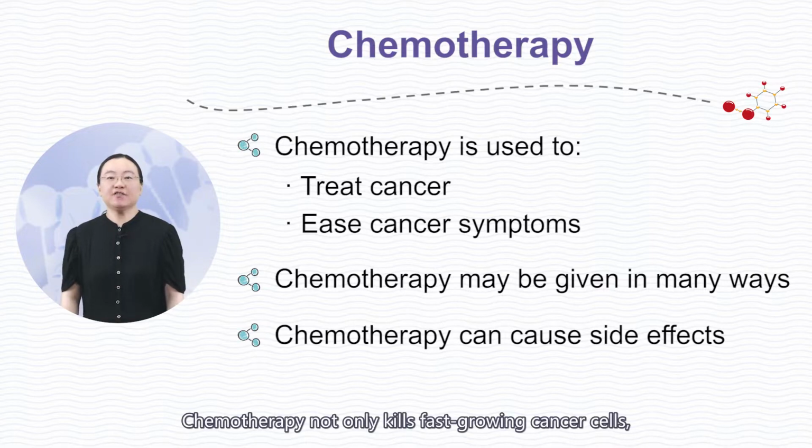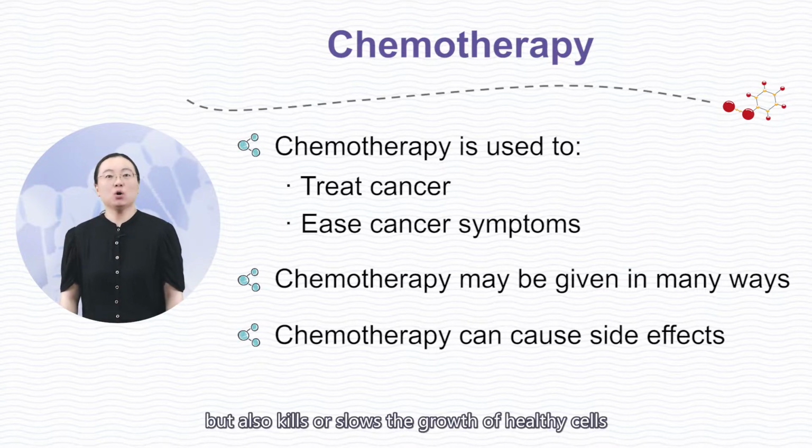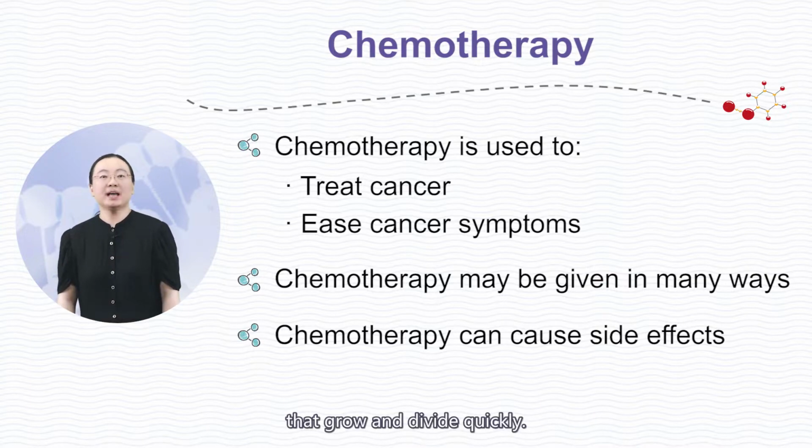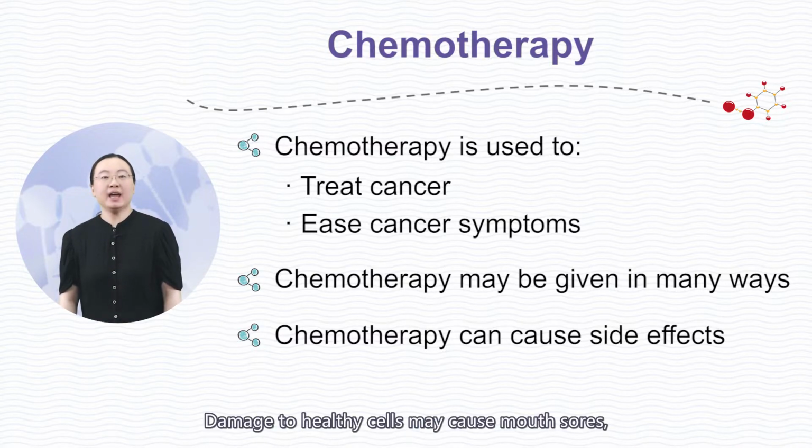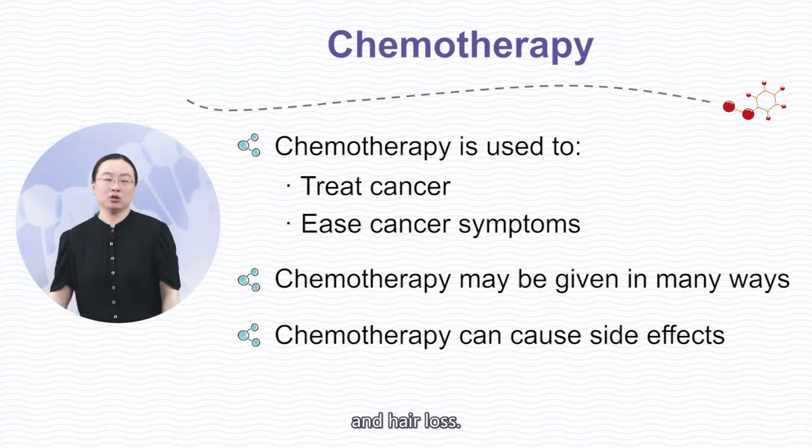Chemotherapy not only kills fast-growing cancer cells, but also kills or slows the growth of healthy cells that grow and divide quickly. The most common side effect is fatigue. Damage to healthy cells may cause mouth sores, nausea, and hair loss.